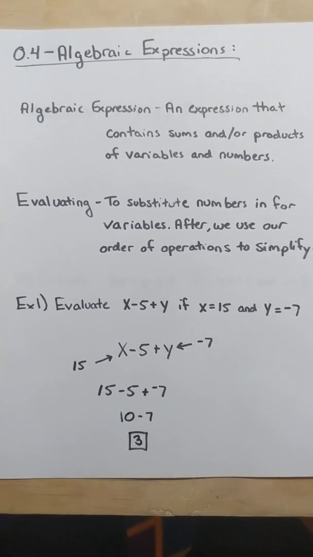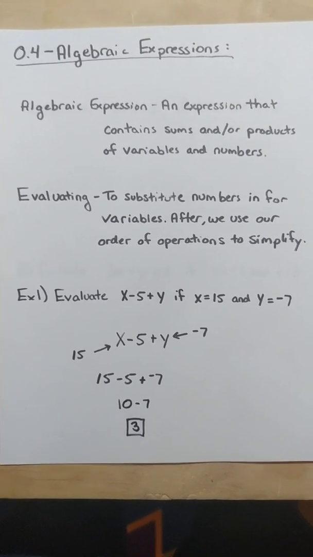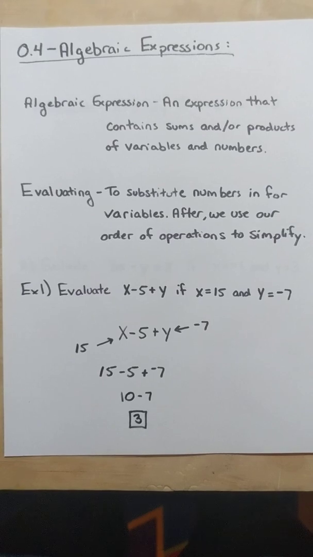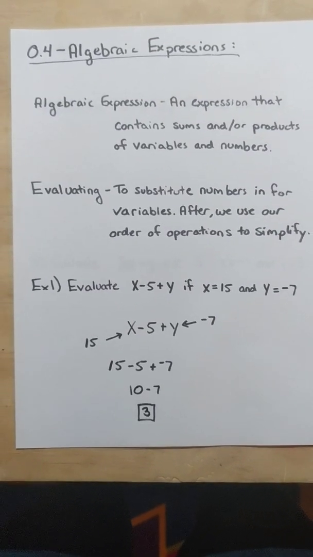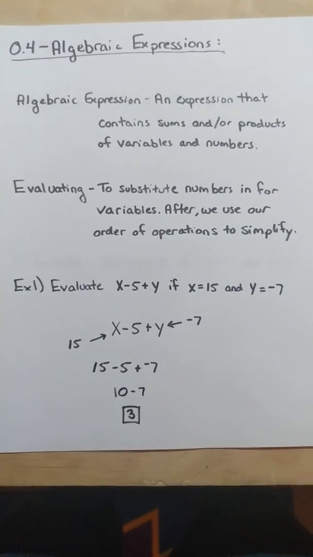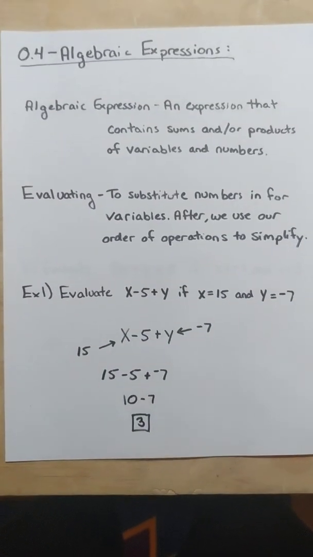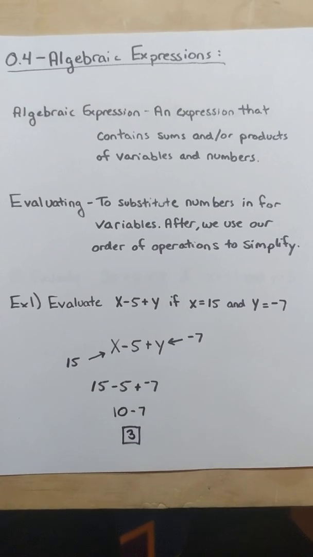Alright, so today we're going to talk about algebraic expressions. So by definition, an algebraic expression is an expression that contains sums and or products of variables and numbers. Now in that definition, there's a lot of things that are assumed. First of all, the word sum. That's the answer to an addition problem. Now saying that's an addition problem means that there's a plus involved.